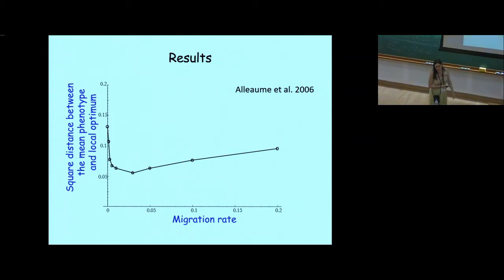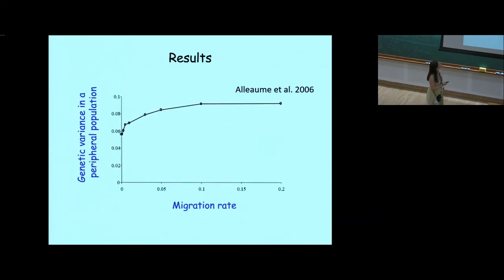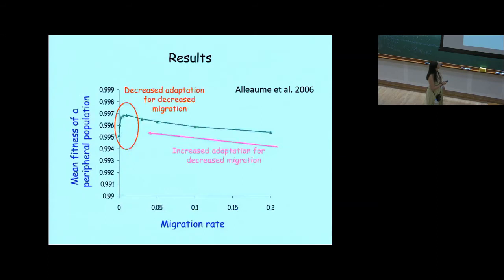It depends on the demography. There's no demography here, but maybe in this case the load was not very large anyway. The improvement in fitness when you go from zero to a little bit of migration is the same order, or even bigger, as the decrease in fitness when you go from a little bit of migration to a lot of migration.